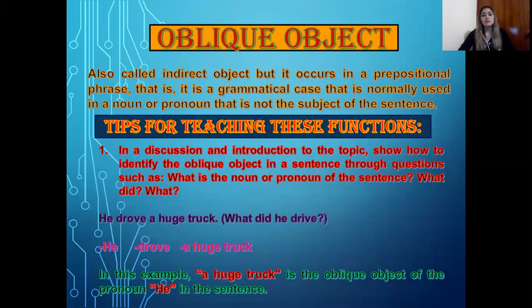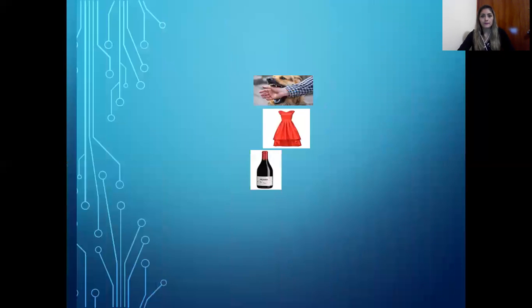1. In a discussion, an introduction to the topic shows how to identify the object in a sentence through questions such as, what is a noun or pronoun of the sentence? What did? What? He drove a truck. What did he drive? What is the pronoun? In this case, he. What did? Drove. What? A truck. In this example, a truck is the oblique object of the pronoun he in the sentence.